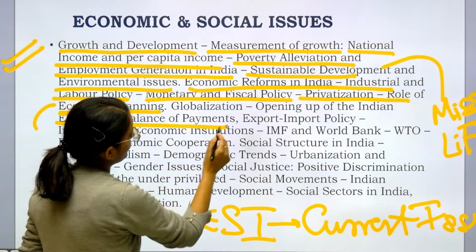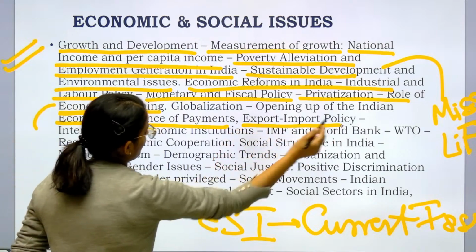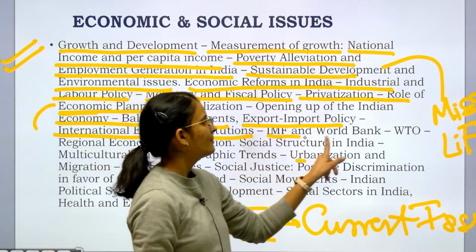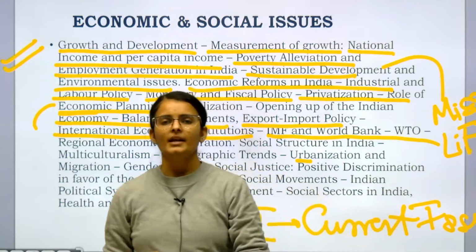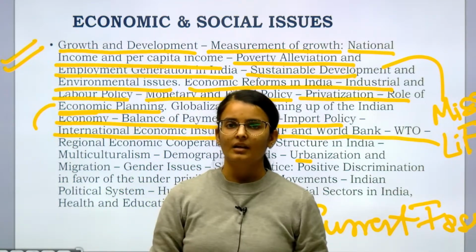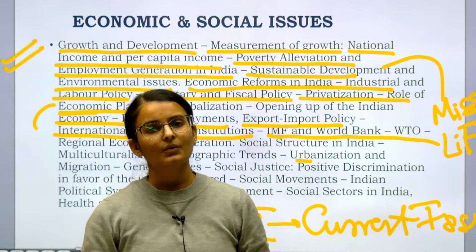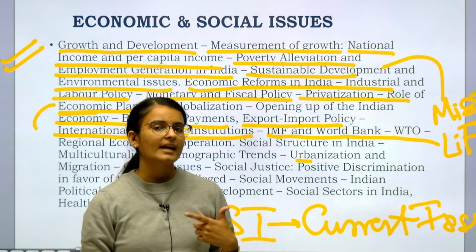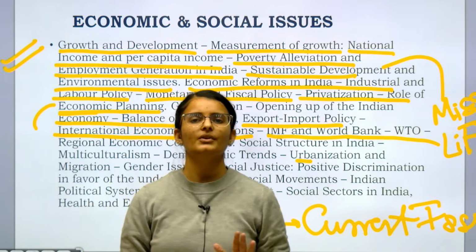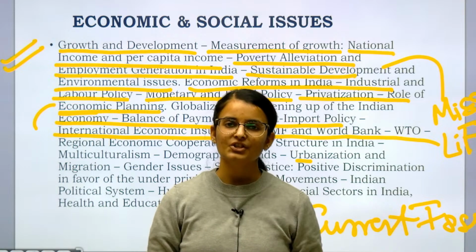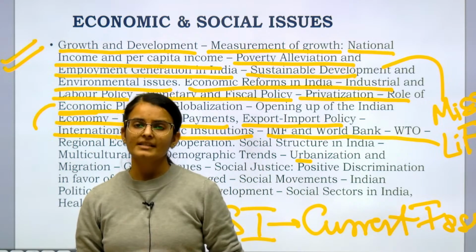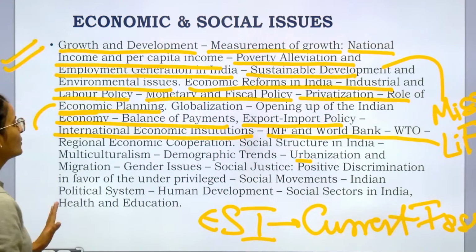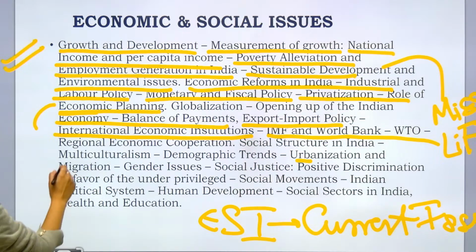Now balance of payment, export-import policy, international economic institutions, IMF, World Bank, WTO. Now in 2023, you will get very surprised that there was a question on when WTO was established. They have asked the direct year in which WTO was established, what is the mission of IMF. So there are various static questions based on the economic institutions. So do not ignore the static part of the topic.